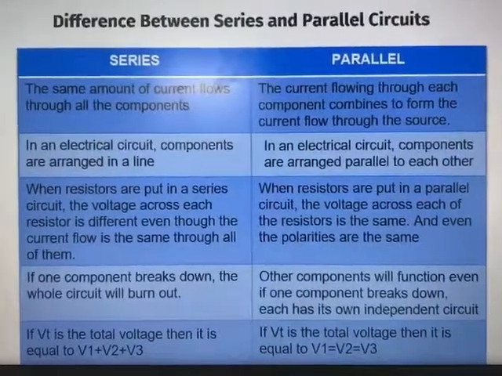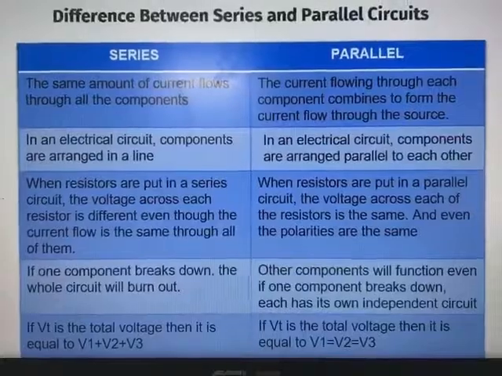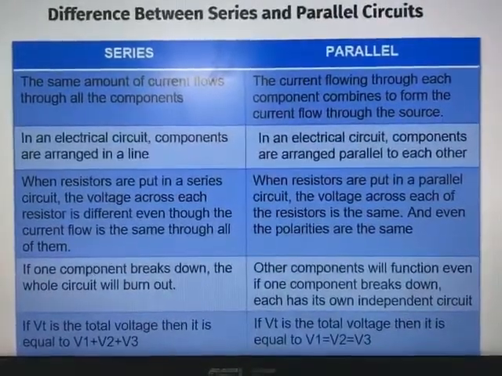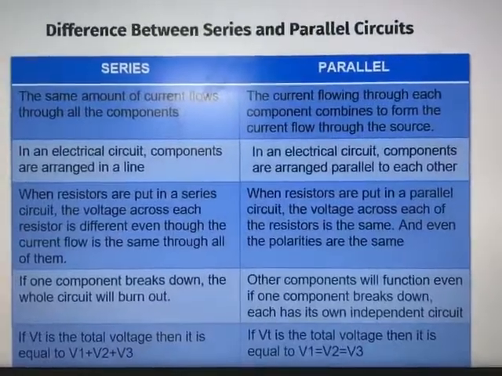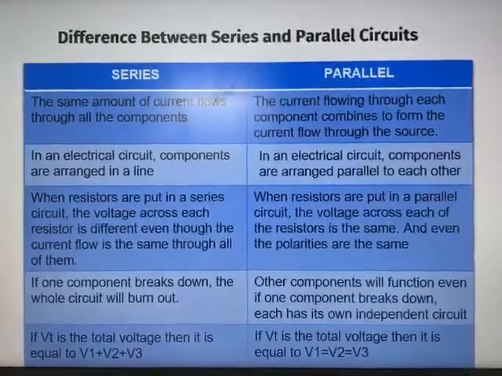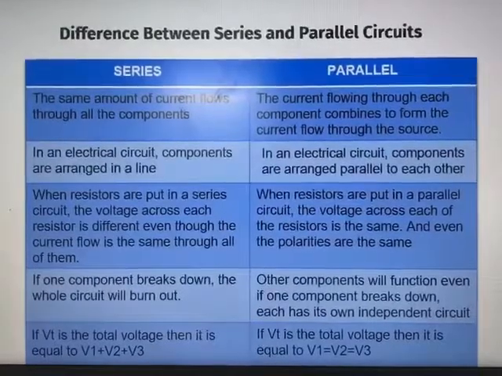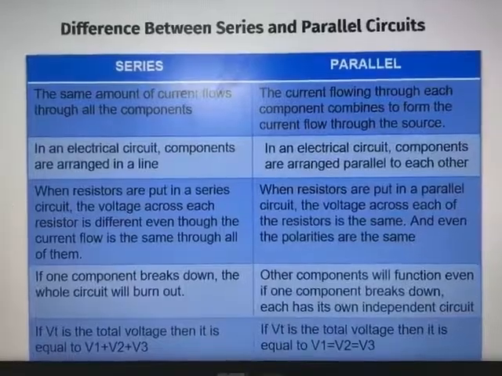If one component breaks down, the whole circuit will burn out, and the total voltage equals V1 plus V2 plus V3. For parallel circuits, the current flowing through each component combines to form the current flowing through the source. In electrical circuits, components are arranged parallel to each other.